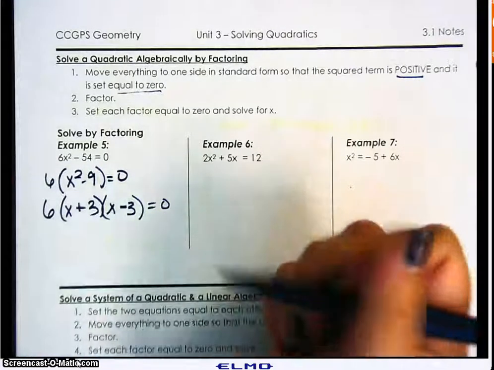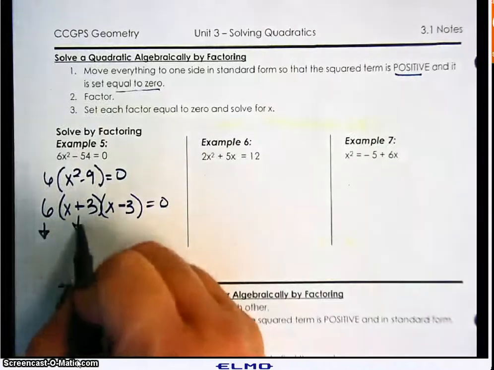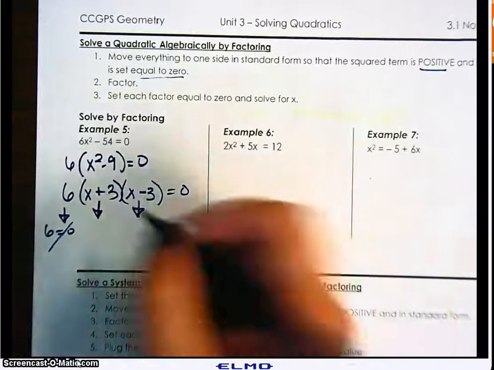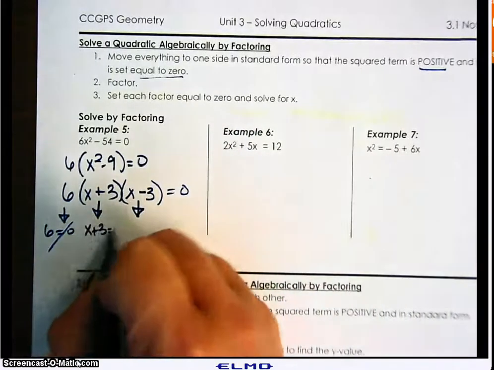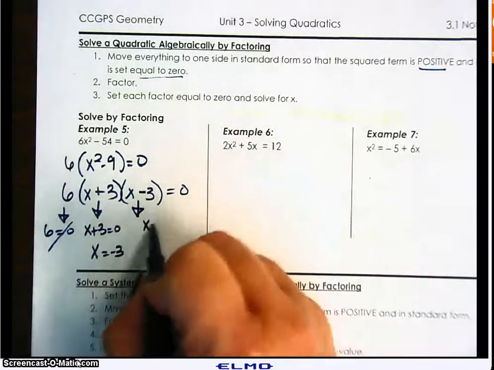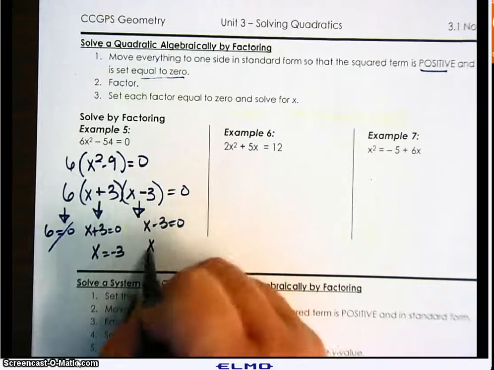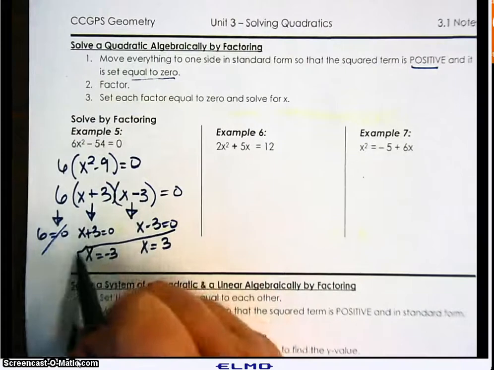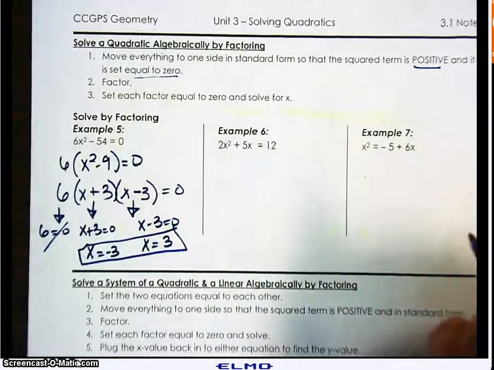Now you're going to put each one of these factors equal to 0 and solve. 6 equal to 0, that doesn't make sense. There's no variable, so we throw that one out. x plus 3 equal to 0, that means x is -3. And x minus 3 equal to 0 means x is +3. Okay, so my two answers are -3 and +3.